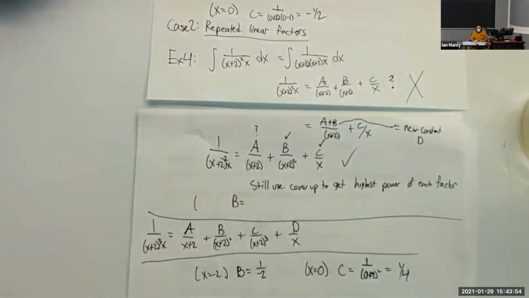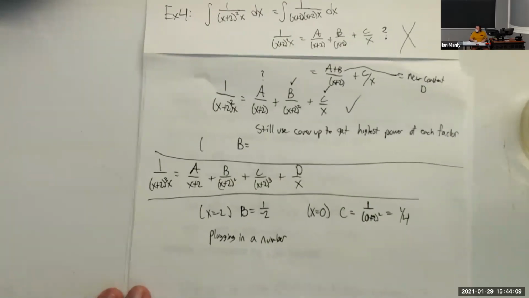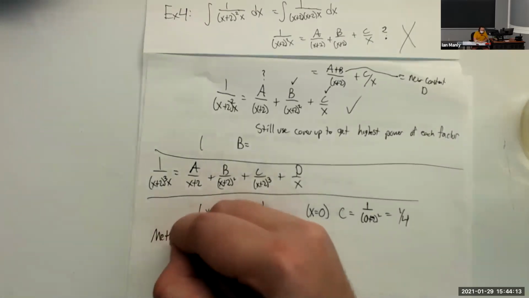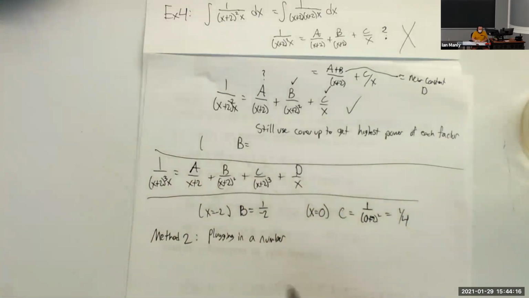Well, here comes the second method for doing partial fractions. The second method for partial fractions is plugging in a number. It doesn't have a nice name like cover-up. Yeah, so we're just going to plug in a number to do this. And what do I mean? Well, we already plugged in -2 to get b. We plugged in 0 to get c. So all we need to do is effectively just pick another number to plug in for a.